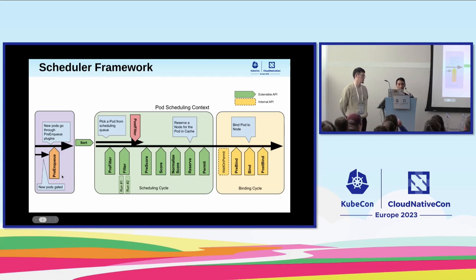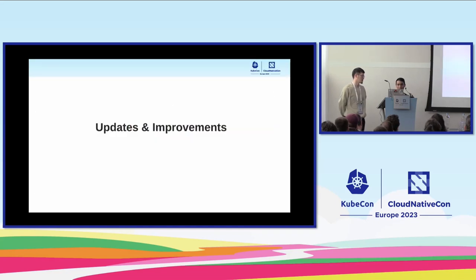That's one of the differences with filter. If a pod fails filters, then the cluster autoscaler can still react to it. I will show why that is useful in a second. Okay, let's go through several updates and improvements we made in the last several releases.